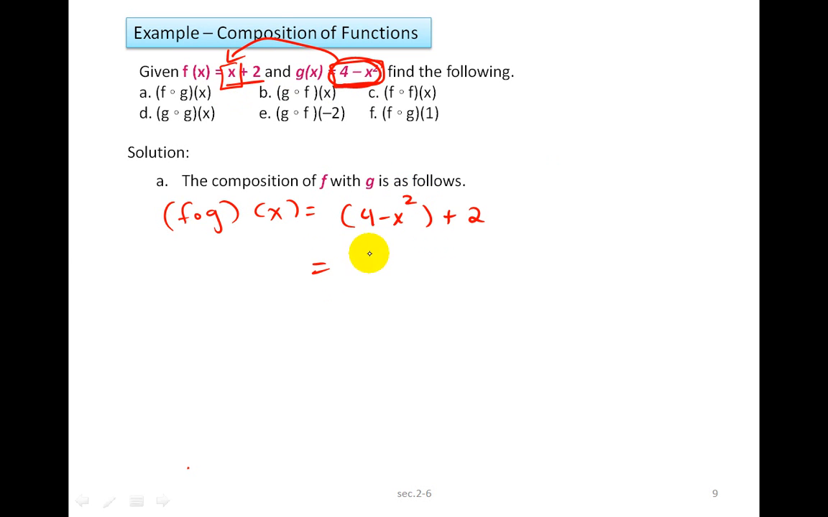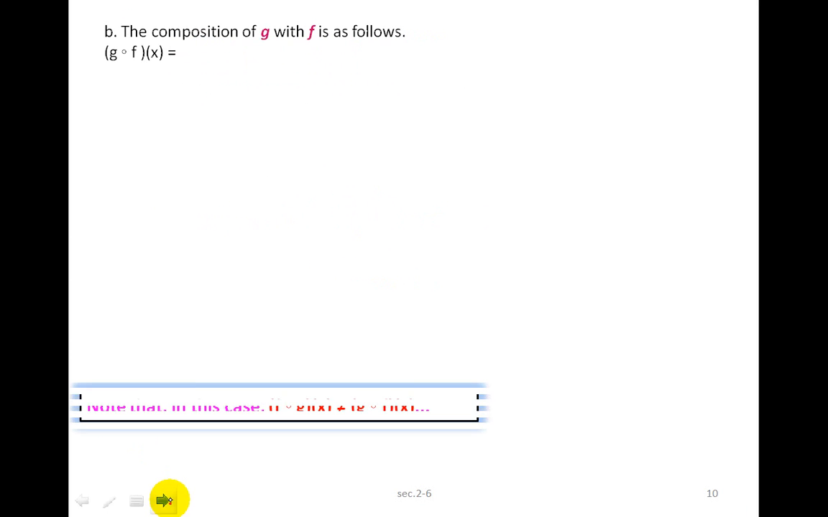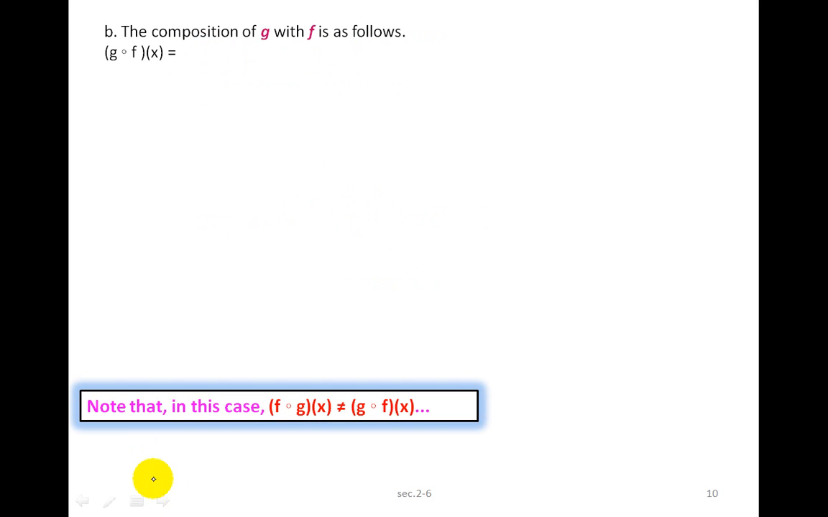Just open the bracket. It will be minus x squared. 4 plus 2 will give you plus 6. So this is our f of g of x. Okay, let's see the opposite. What if I want g of f of x?